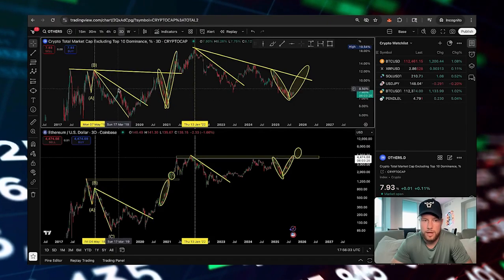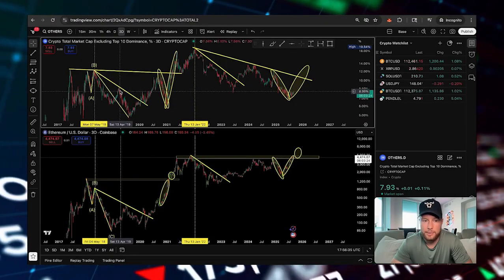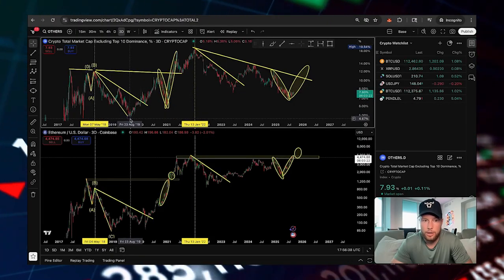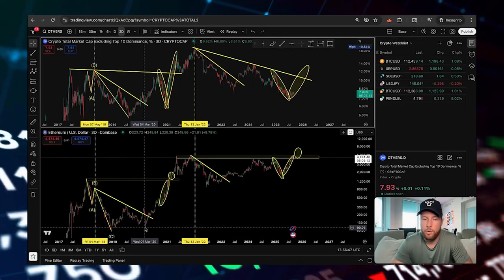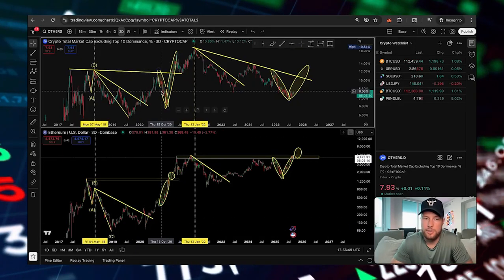for others. And on this 2019 rally, it was a lower high, similar to Ethereum. But then we put in a lower low, whereas Ethereum stayed above $80 even during the COVID crash before we made that recovery from 2020 to 2021.